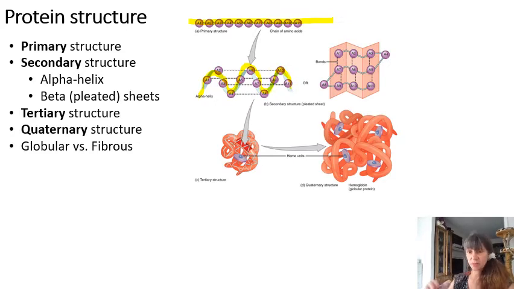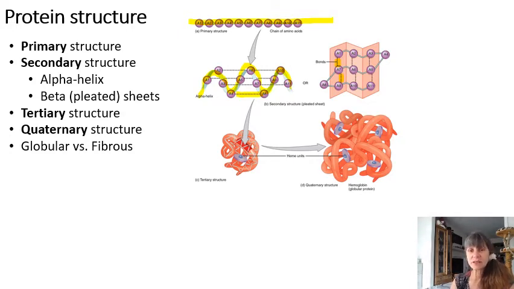If you've ever taken a piece of paper and folded it back and forth to make a fan, that's what a beta pleated sheet is like. And you'll notice the tiny little dots between these amino acids are hydrogen atoms being attracted to other atoms that have a partial charge within the amino acid. And that's what helps with its structure.